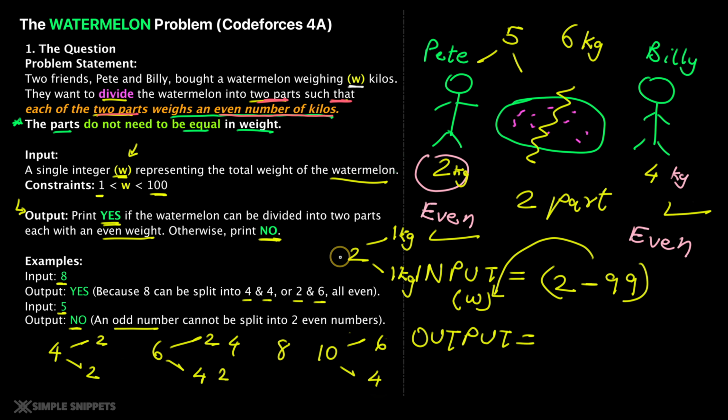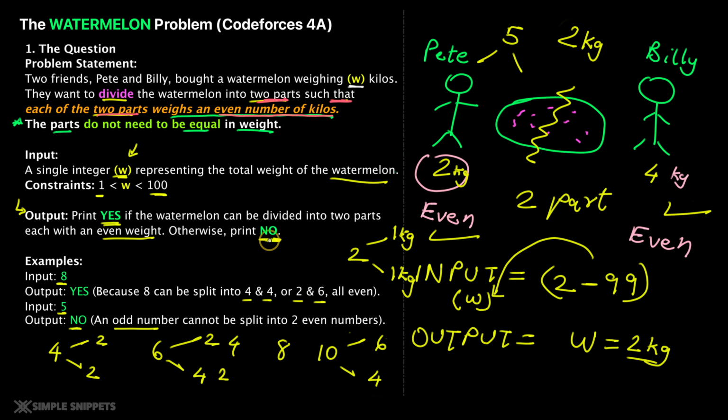But there is this one single edge case: when the weight of the watermelon is 2 kgs, that is, when the W value is equal to 2 kgs, even though it is an even number, you cannot divide it into 2 parts with an even weight. So you have to print no. So that is the edge case.